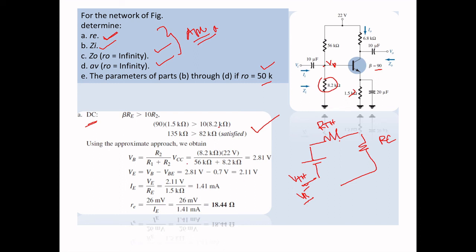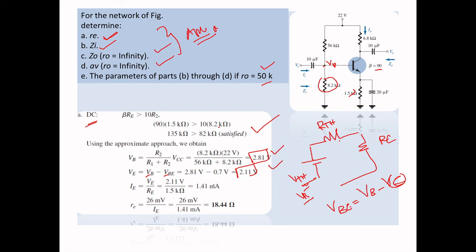Here you can see R2 is 8.2 kilo ohm, then 22 volt, then R1 plus R2. R1 is 56 kilo ohm and R2 is 8.2 kilo ohm. You'll be getting 2.81 volts. Then VE can be written as VB minus VBE, so 2.81 minus 0.7, you will be getting 2.11 volts.